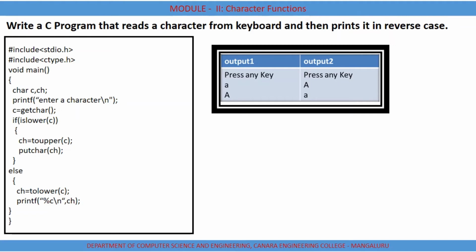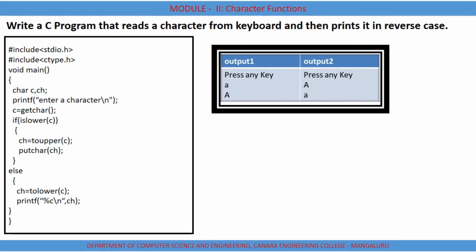Then I have to display the result. I have to show the result, that is whatever value I have input which was there in c, I have converted into uppercase, so I'll have to display it. That is why I have made use of the putchar function. I can also make use of printf, but since only a single character I want to output, I have made use of putchar(ch). So ch has the value which is converted into uppercase, and by using putchar I can display it on the screen.